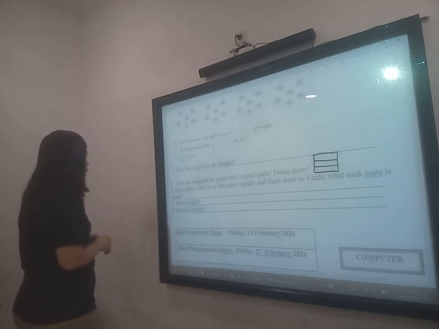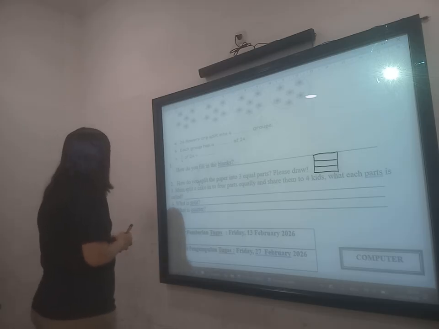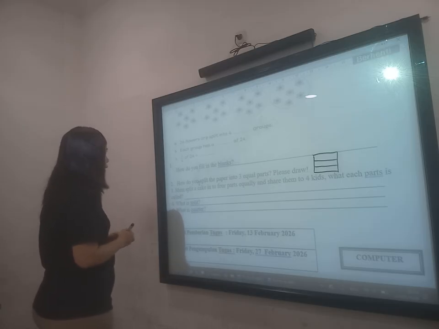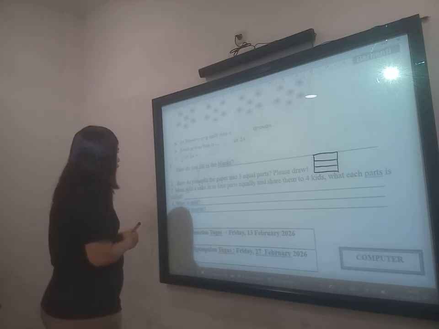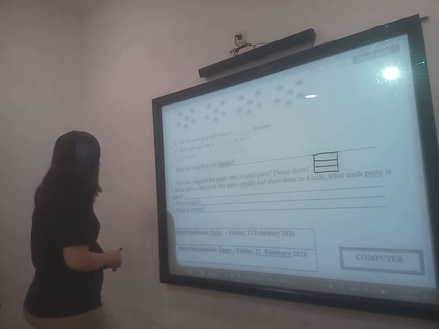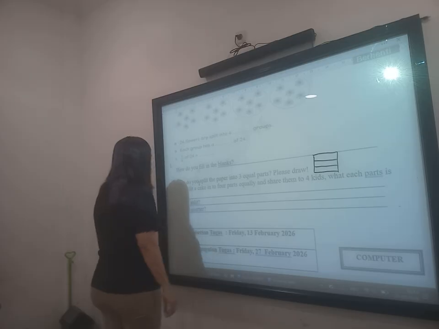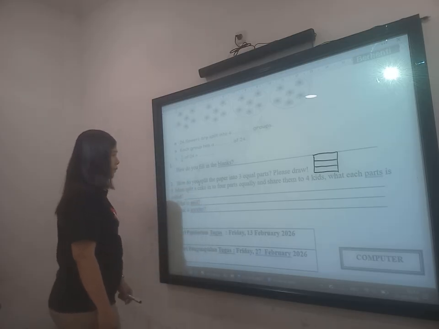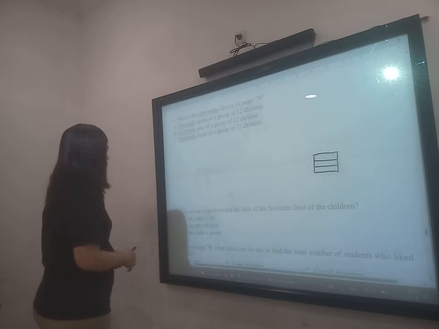What is split? Split is to break things into 2 or smaller parts. What is quarter? Quarter is one fourth of a thing. Next, we move to computer.